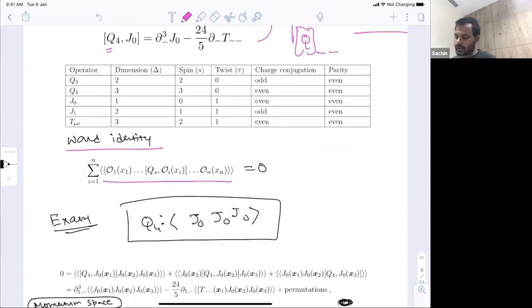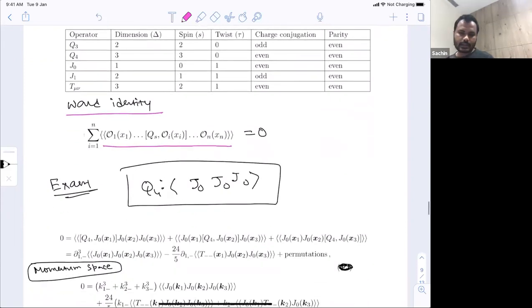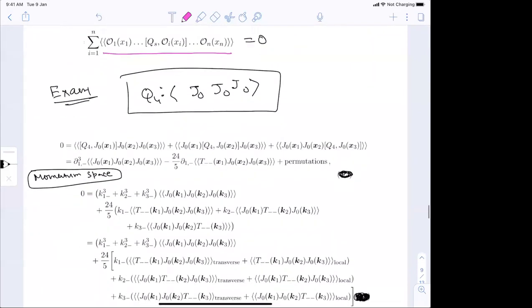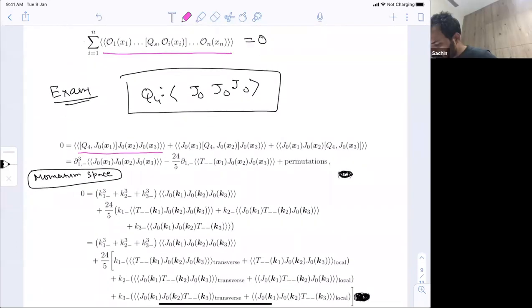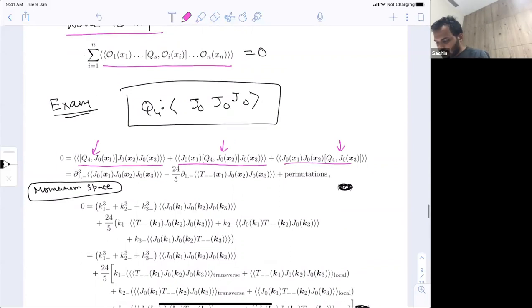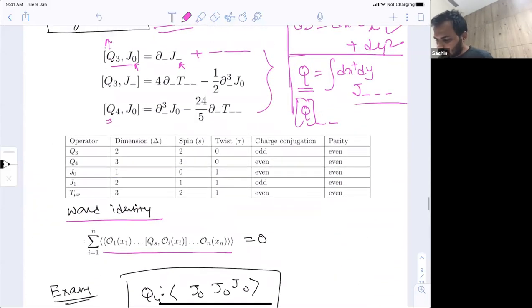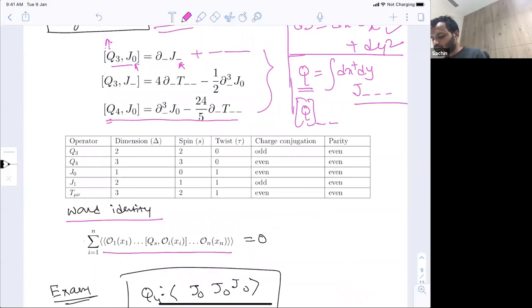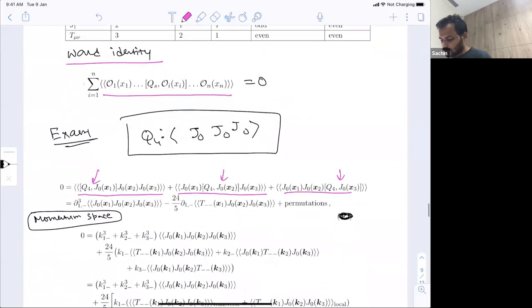I have just inserted it, so I'll illustrate this with an example. I'll take again the example of TTT, how to calculate TTT. Let's say I'm acting with Q4 on J0, J0, J0, this 3-point function. So this is the commutator I'm going to get, first on this J0, on the second, and on the third. And then I'm just going to use this algebra. Q4 on J0 commutator has del minus Q J0 and del minus T minus minus. Okay, that's all I have done.